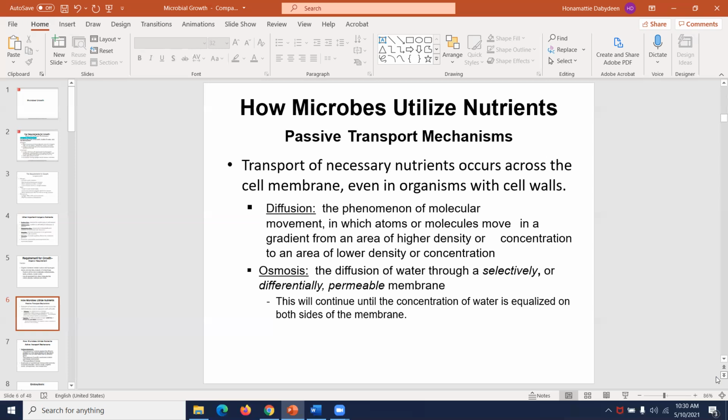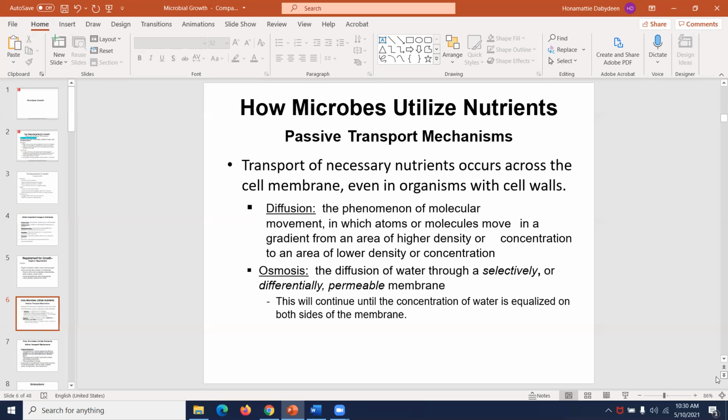Now, diffusion, as you all know by now, is the movement of molecules and atoms from a high concentration to a lower concentration. The natural propensity of molecules and atoms is to be in a state of random movement. You're constantly moving. So diffusion is just that movement from a higher concentration to a lower concentration. Until the concentration is balanced, diffusion will not stop.